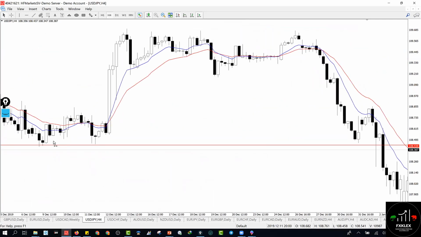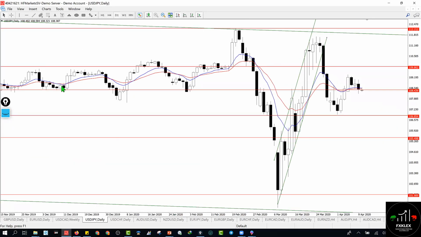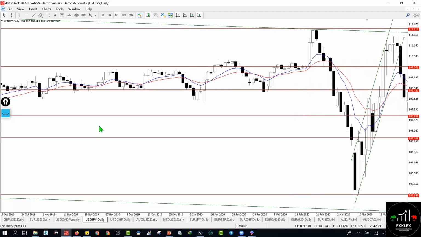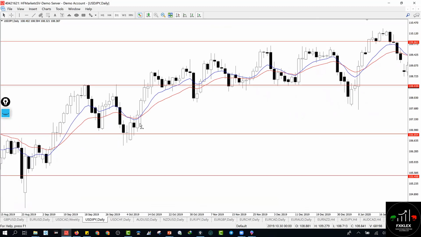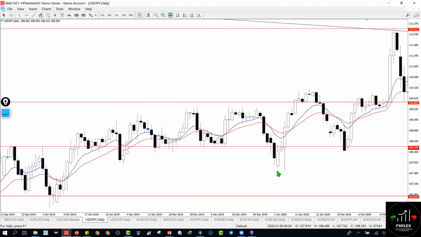To show you some others, let me go on the daily time frame. Right here is an inside bar. Do you see this? This trend up rally. Right here, it's a bullish engulfing outside bar.